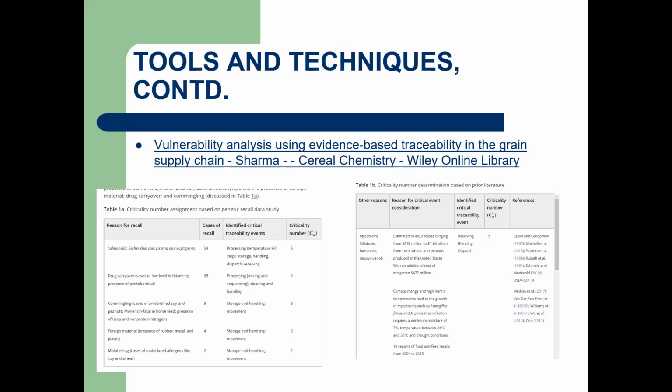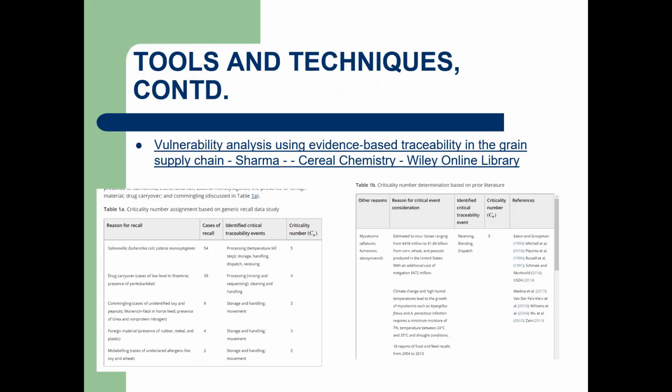So there were 39 cases related to that, so criticality number 4 was assigned. Then mycotoxin was also another reason that would lead to a recall. Based on various research, it led to a loss of around $1.66 billion for the corn and wheat industry. They lost the crop for mycotoxin, or probably mainly aflatoxin or ochratoxin presence. That's why we assigned a criticality number of 5.